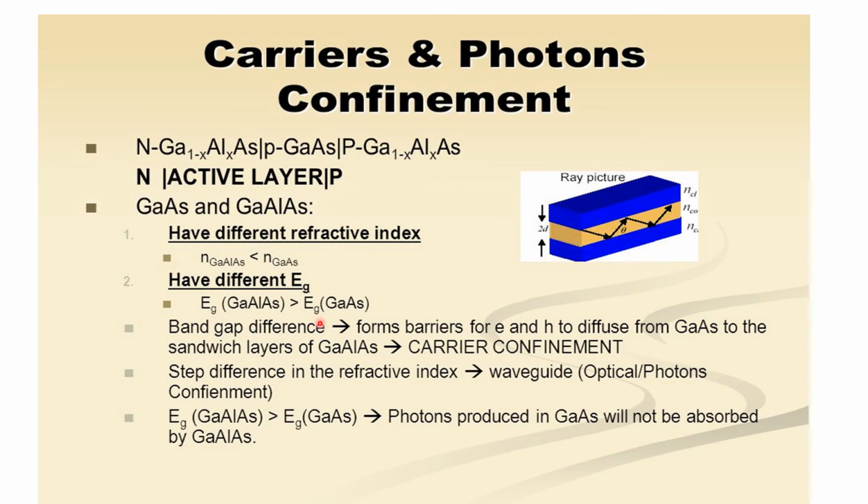Now, the band gap of gallium aluminum arsenide is more than that of gallium arsenide. Because of this band gap difference, it helps in carrier confinement. Whereas the refractive index of gallium arsenide is greater than that of gallium aluminum arsenide. This difference in refractive index helps for photon confinement. So in the case of heterojunction, both carrier and photon confinement can be made easily because of the fabrication.